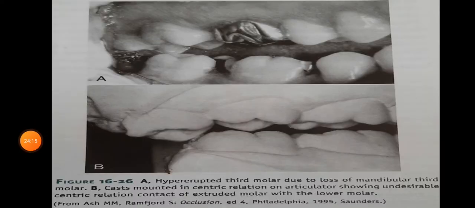This is figure 16.26. The picture is showing a hypererupted third molar due to loss of the mandibular third molar. Right now, it will be showing casts mounted in centric relation on articulators, showing undesirable centric relation contact of the extruded molar with the lower molar.